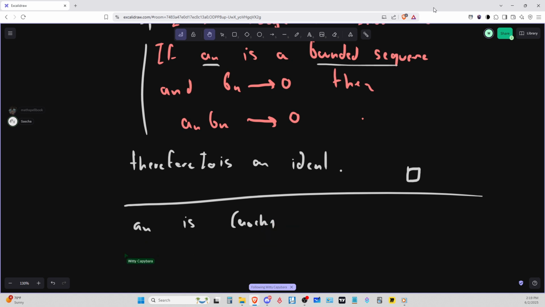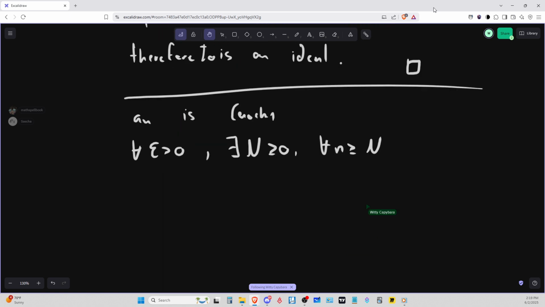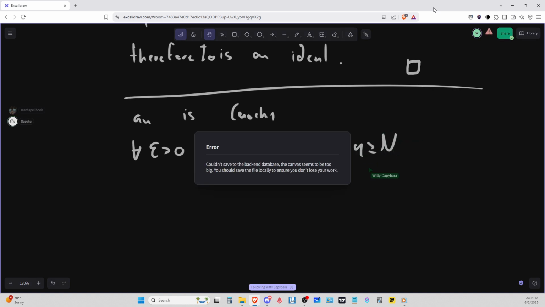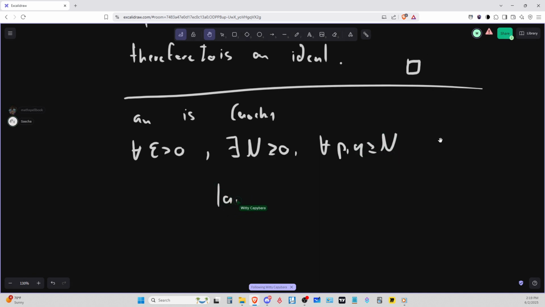So it's like convergence: for all epsilon greater than or equal to 0, I'm able to find some rank N such that for all ranks P and Q which are bigger than big N, I have that AP minus AQ is less than or equal to epsilon. It's pretty similar to the definition for convergence.